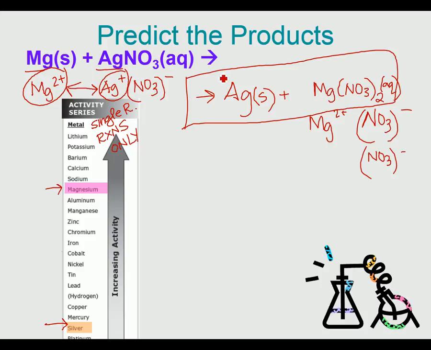This is not the balanced equation for magnesium being added to silver nitrate. If you wanted to balance the equation, you could go back and do that using the rules that we learned for balancing equations. I'll just give you the quick answer if you're interested. It looks like I need a 2 coefficient here, and I need a 2 coefficient here. And that's it.